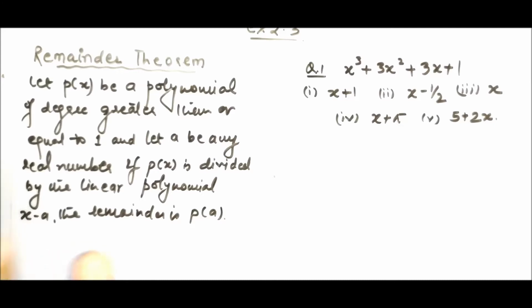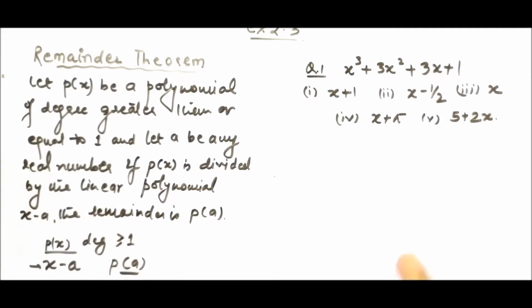I'll just explain what this means and then we will apply this in this question. It is saying if p(x) is a polynomial whose degree should be greater than or equal to 1, it should not be a constant polynomial. And if you are dividing this polynomial by a linear polynomial x minus a, then the remainder you will get will be equal to p(a). This will be the remainder p(a), meaning in place of this x you need to place this a, and that will be the remainder.